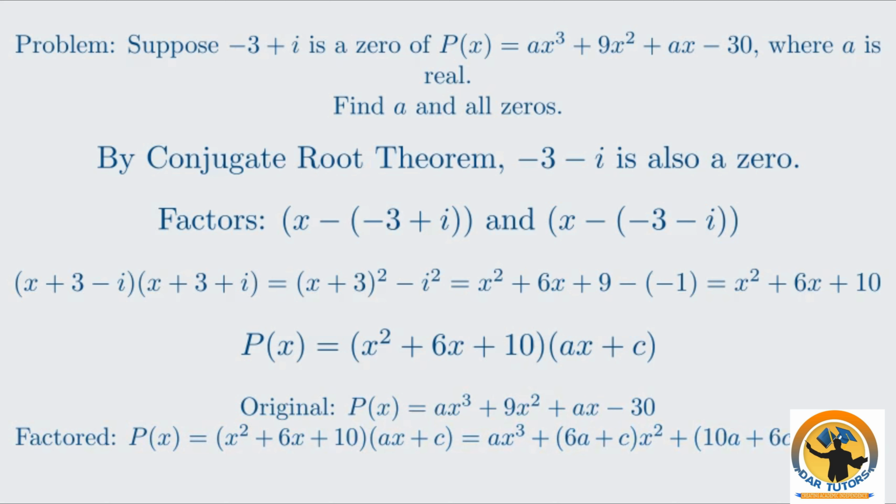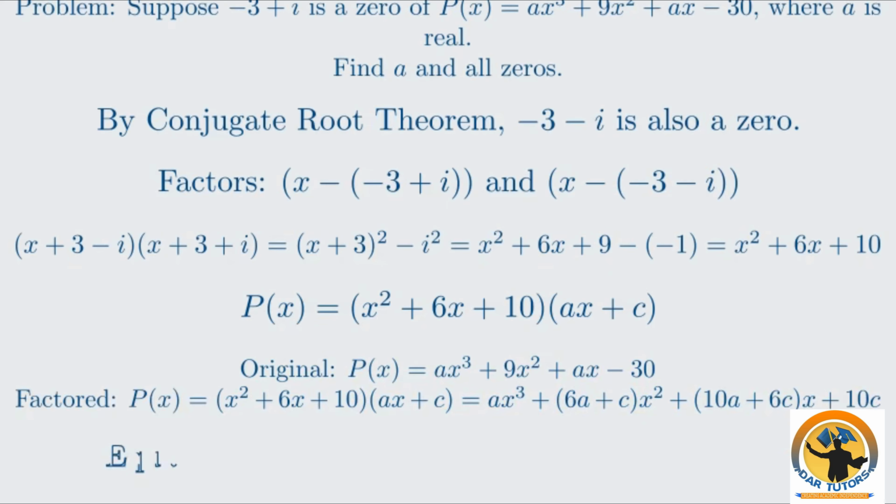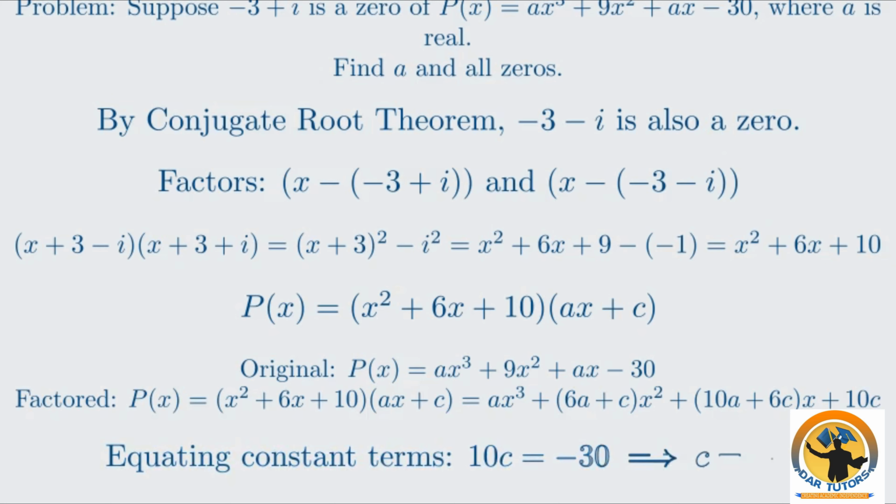So the coefficients match. Let's look at the constant term. In the original polynomial, it's negative 30. In our factored form, it's the product of 10 and c, which is 10c. So 10c must equal negative 30, which means c equals negative 3. Now we have the linear factor, ax minus 3.